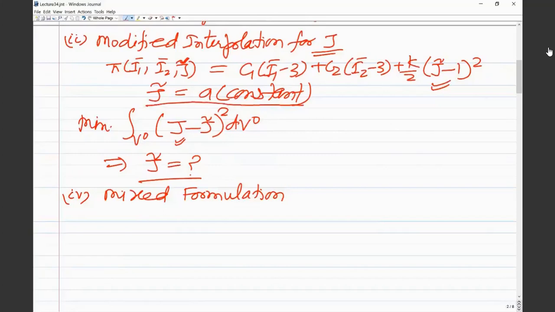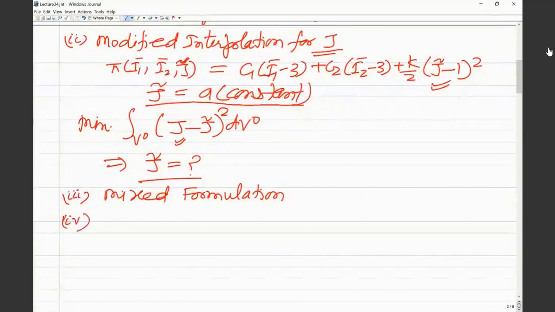So the third approach is mixed formulation. In that formulation, J is interpolated independently. So that's an additional variable J, and then we can choose the appropriate interpolation for J and solve this locking problem. I'm not discussing the details of this, and anybody who's interested can look at the literature. I'm just mentioning it so that you have an idea.